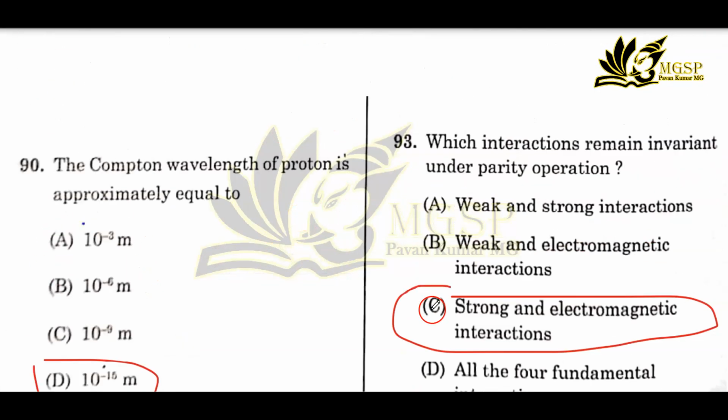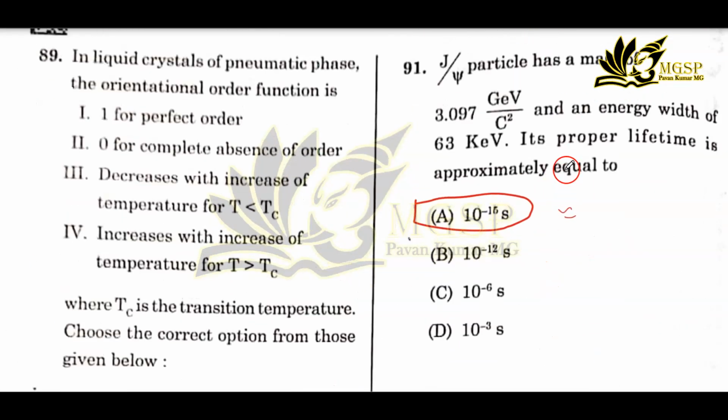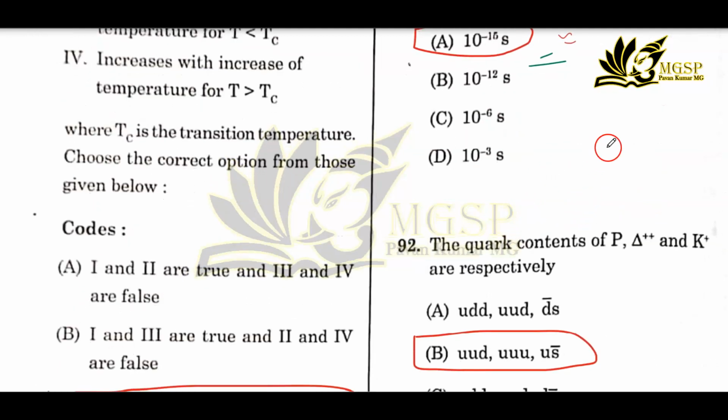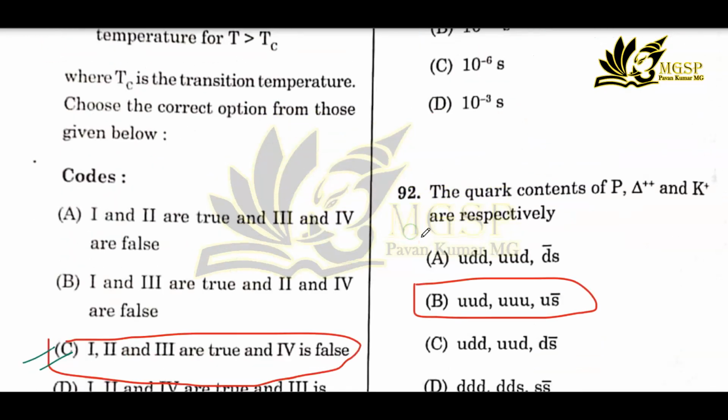So it comes under 10 power 15. Next coming here we obtain around 10 power minus 20. You can approximate, and the approximate value near it is 10 power 15. So this will be correct.